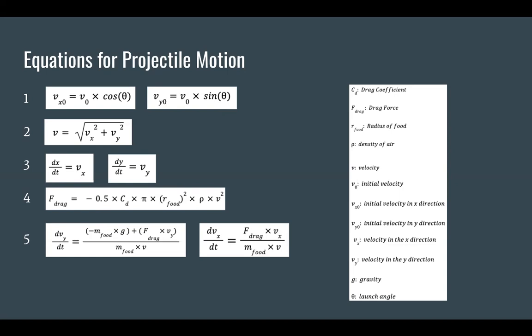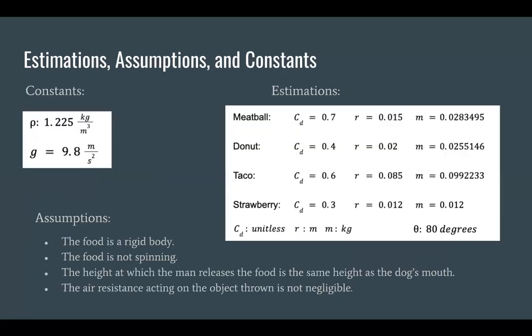We use these equations to illustrate the path of the projectile and how it was affected when we changed the type of food thrown to the dog and the height that it was thrown at. In order to formulate these equations, we needed to make some assumptions and estimations. To use these equations, we need to assume that the food is a rigid body, which means that the food is not deformed during its motion.